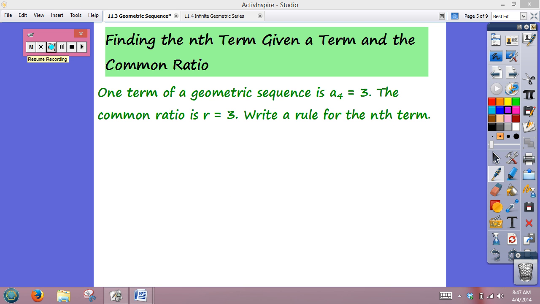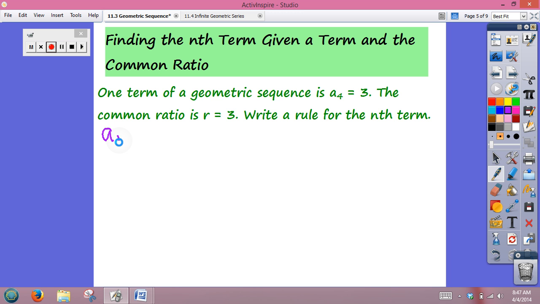In the next example, we are asked to find a rule for the nth term when we're given one term and the common ratio. So if you remember from the previous slide, our rule is an equals a1 times the ratio to the n minus 1 power.